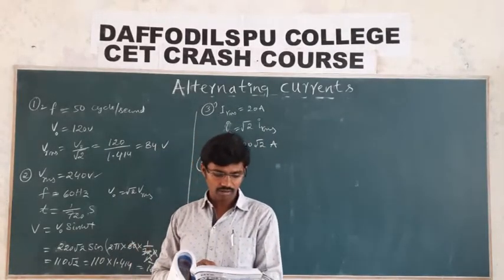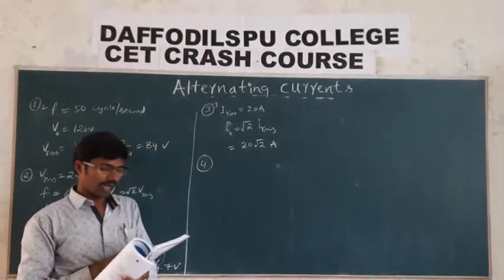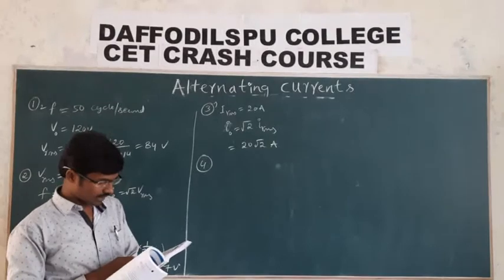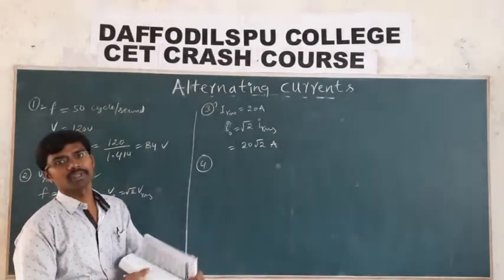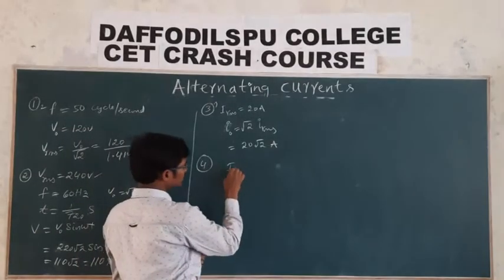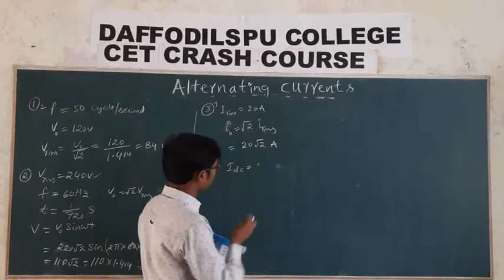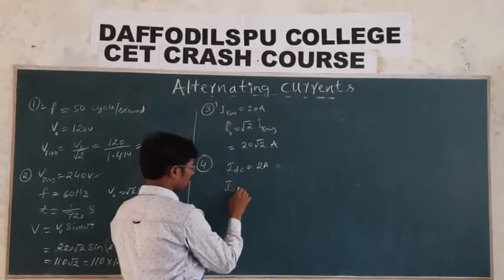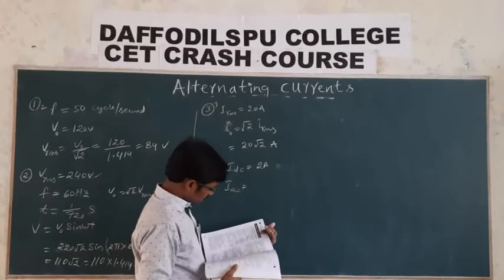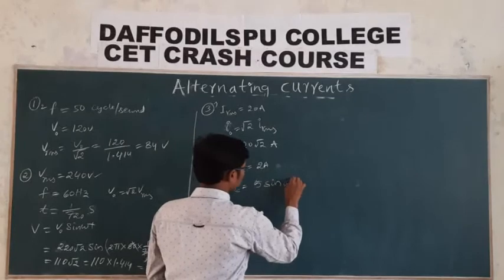A direct current of 2 ampere is superposed on an alternating current of I is equal to 5 sin omega t flowing through a wire. The RMS value of the resulting current will be? So what is given here? DC is given, 2 ampere. And what is AC? Alternating current is given as I is equal to 5 sin omega t.